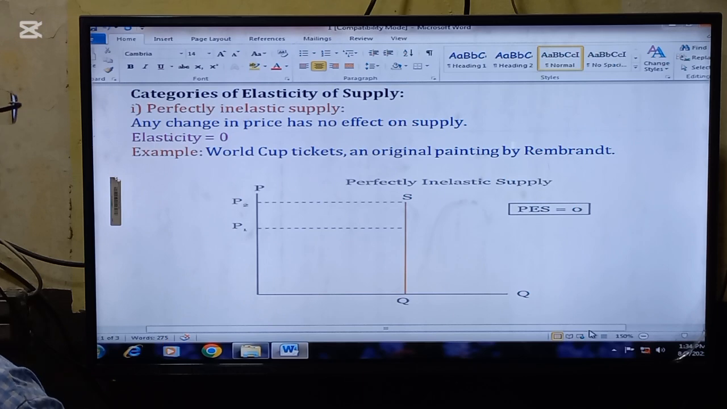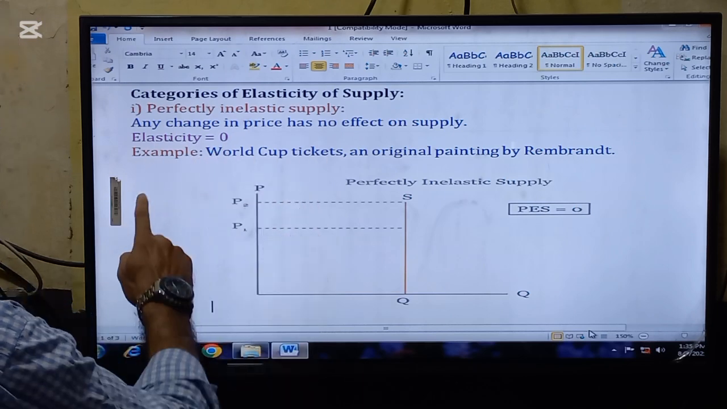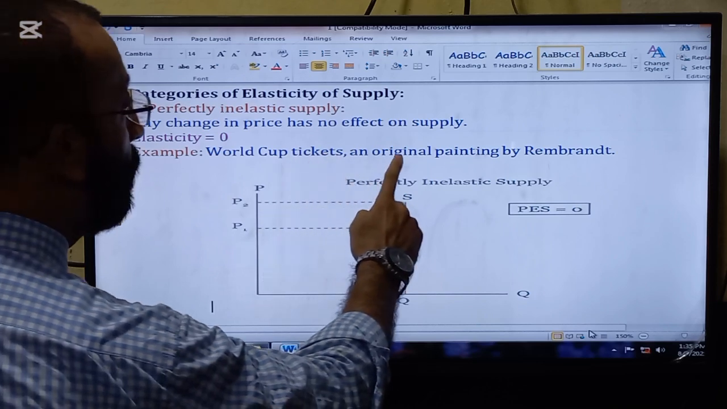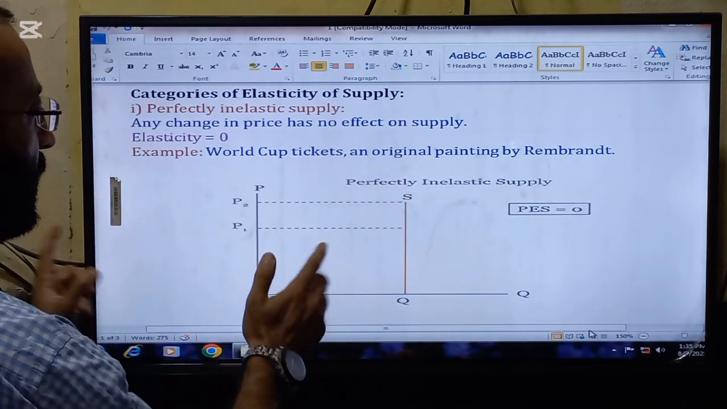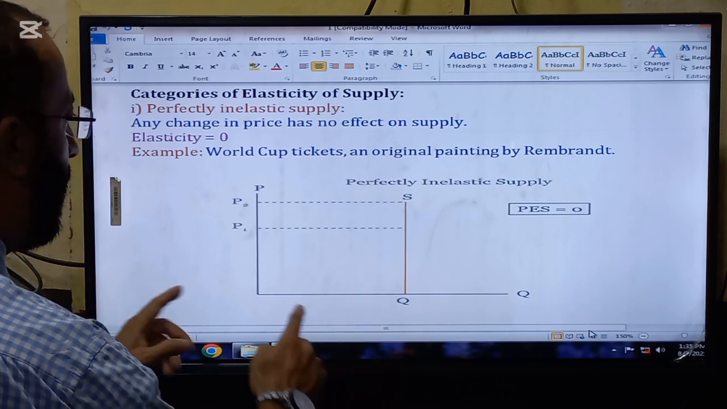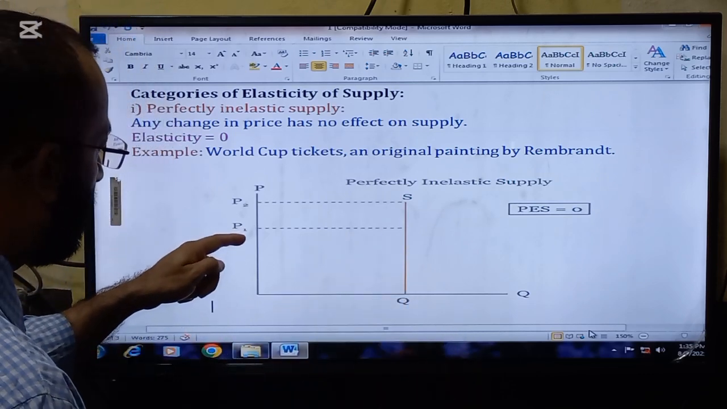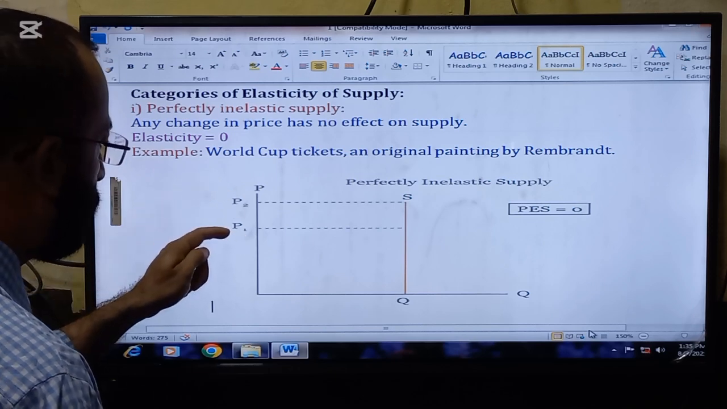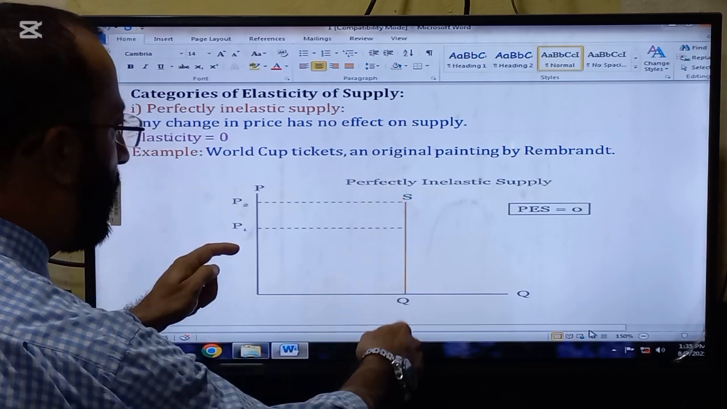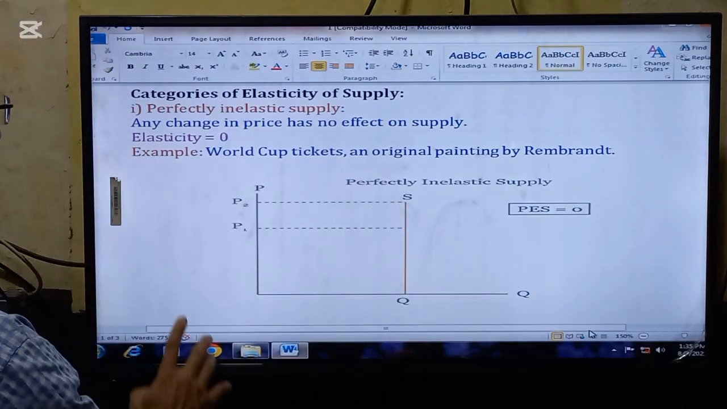The first category is the perfectly inelastic supply. Any change in the price has no effect on the supply. So whatever the change in the price will be, there will be no effect on the supply. And here is the graphical representation. You can see the price is raised from P1 to P2 or reduced from P2 to P1. The supply will remain the same. In this case, elasticity is equal to 0.